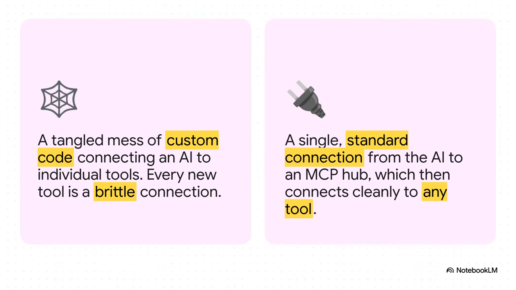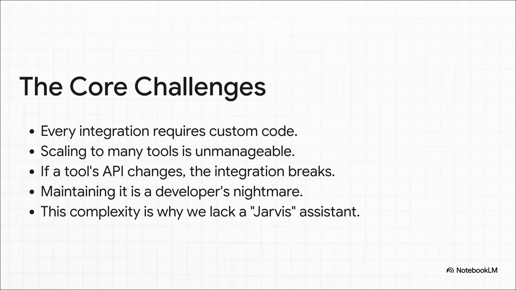It was this tangled, fragile mess of custom code for every single tool. You add a new tool, you have to build a whole new connection from scratch. And that led to some massive challenges. I mean, think about it. Every single tool needed its own code. Trying to scale that up to dozens or even hundreds of tools? Totally unmanageable. And the worst part? If a tool's developer changed their API just a little bit, poof, your integration would just break. It was a developer's nightmare, for real. And honestly, this complexity is a huge reason we don't all have our own personal Jarvis right now.